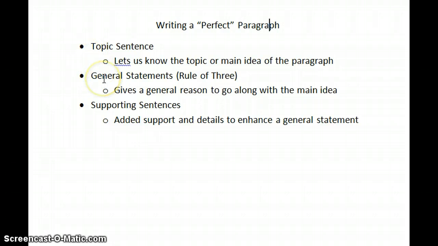Our perfect paragraphs will also have general statements, and these are going to give not too specific, but some reasons that go along with that main idea or that topic sentence, and we follow the rule of three. So in this perfect paragraph, we're going to have three general statements, three good reasons that go along with that topic sentence. And you also have supporting sentences. These are additional sentences that give more support, more details, and they enhance each of the general statements. They add more to it. So let's take a look at some examples of these.